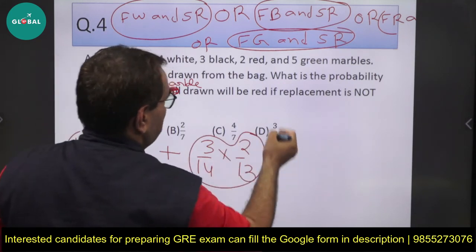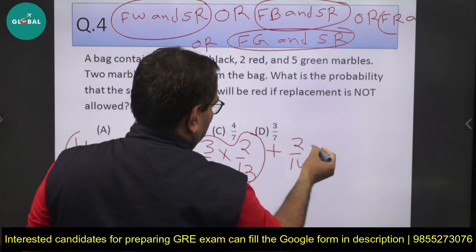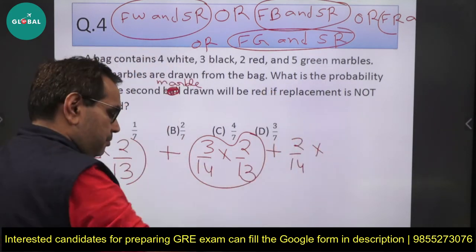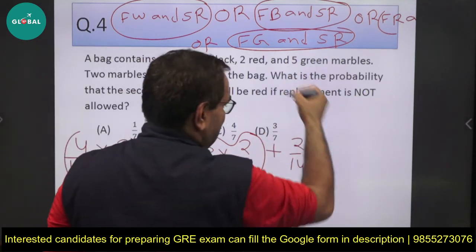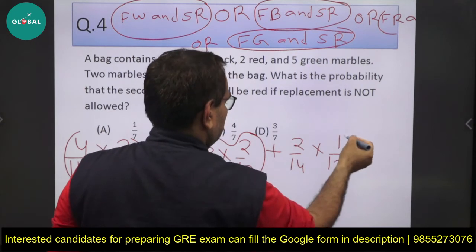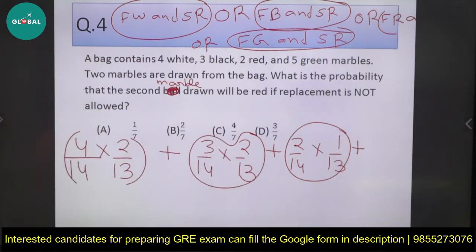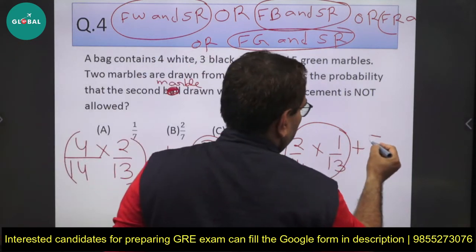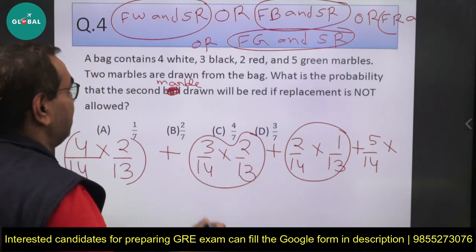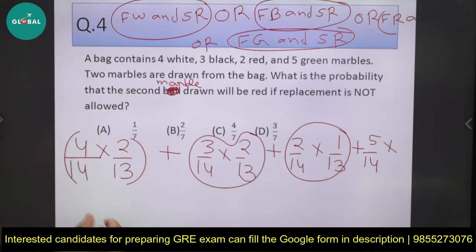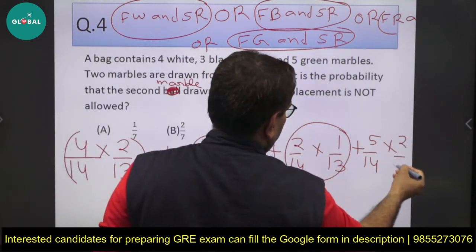plus first red, so 2 upon 14 into, first red removed and thrown outside, now again second red, so now we have only one red, so 1 upon 13, plus now first green, so 5 upon 14, into second red, first green and second red. So second red means 2 upon 13.